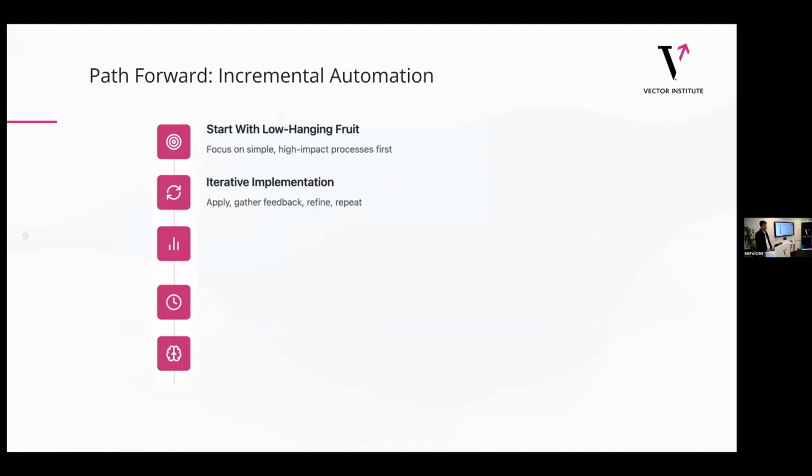The iterative implementation is another key. So we need to implement something as simple as possible, as impactful as possible, and then apply it to our environment, get the feedback, refine it, get the feedback again, so that we make sure that we are in the right place, and then go to the next process that we want to automate.